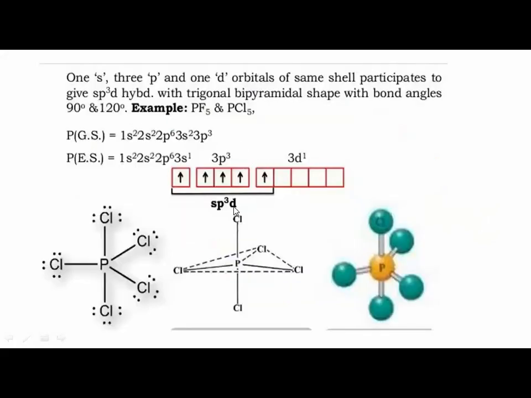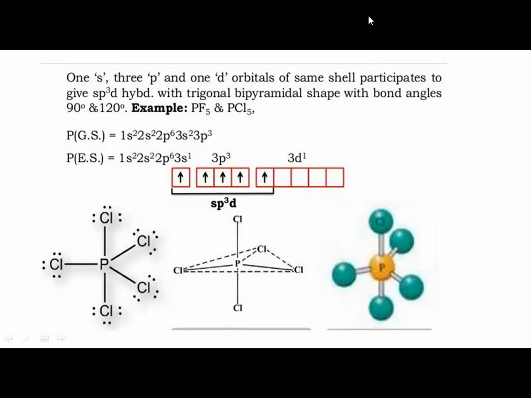Now sp3d. See, for example, PCl5 or PF5 you can take. The phosphorus ground state configuration is this. In the excited state, one electron from 3s jumps into 3d. In the 3p, there is a 3d orbital also. So one electron from 3s jumps into d. See here. So sp3d: all of them undergo hybridization, intermixing, and form sp3d hybrid orbitals. How many? 1, 2, 3, 4, 5 hybrid orbitals are formed. And they are directed towards trigonal: 3 orbitals in one plane and one above, one below. So the ones above and below are called axial orbitals.